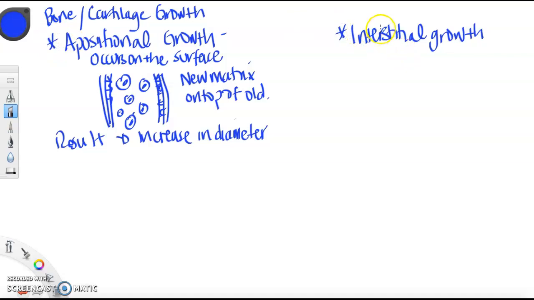Interstitial growth, think inside. Inside the cartilage, again, we have lacunae, and in a lacuna is a chondrocyte. When it's time for interstitial growth, which is growth from the middle, the chondrocyte divides, and when it divides, it becomes a chondroblast. The chondroblasts then start to secrete matrix within their lacunae.